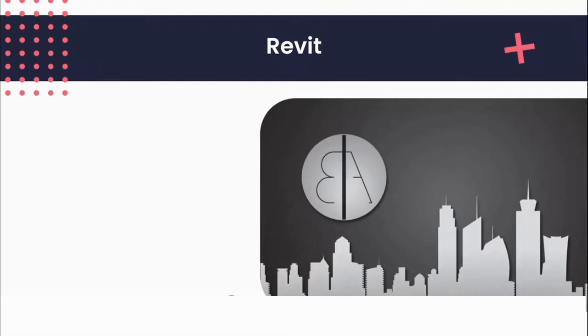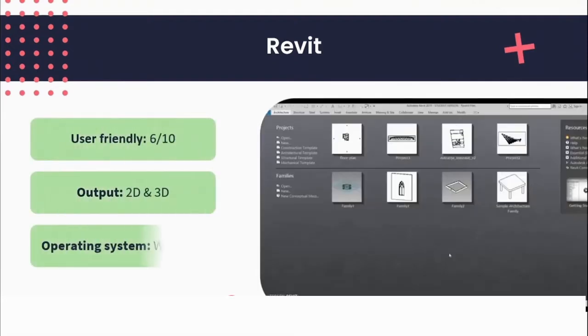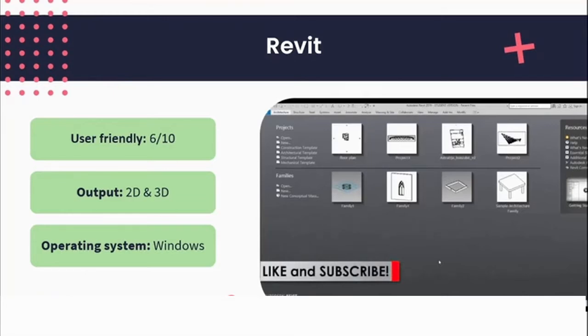Then we have the trusty Revit. Revit and AutoCAD are both programs by the company Autodesk. They both have similar concepts. However, Revit is more intelligent and more intelligently integrated into its setup. Who is this product used by? Autodesk Revit is a building information modeling software for architects, landscape artists, architectural engineers, mechanical engineers, plumbers, electricians, designers, and many other contracting teams. On a user-friendly scale, I have given this a 6 out of 10.